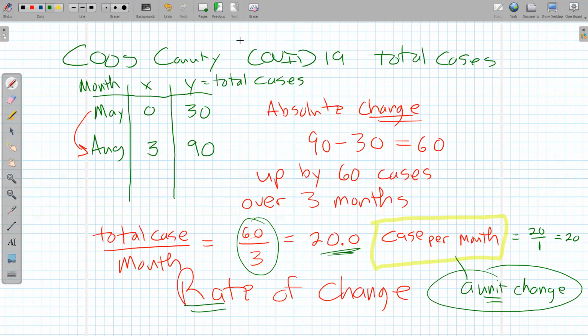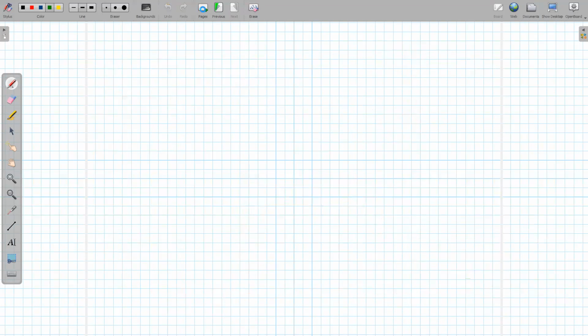Now, next thing we do with stuff like this is we try to make predictions with it. And to make a prediction, I need some kind of model. And a model is usually an equation. But it could be a picture or a table of numbers.